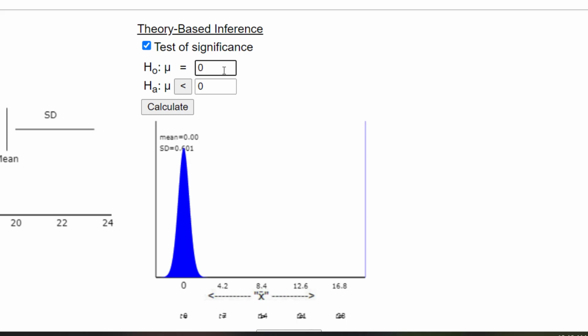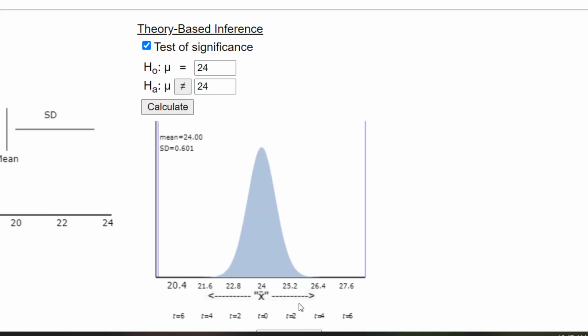In this case, our null hypothesis was that mu is equal to 24. For our alternative hypothesis, I select this little box here, and notice you can scroll through until it's less than, greater than, or not equal to, and we are doing not equal to 24. And then you select calculate.